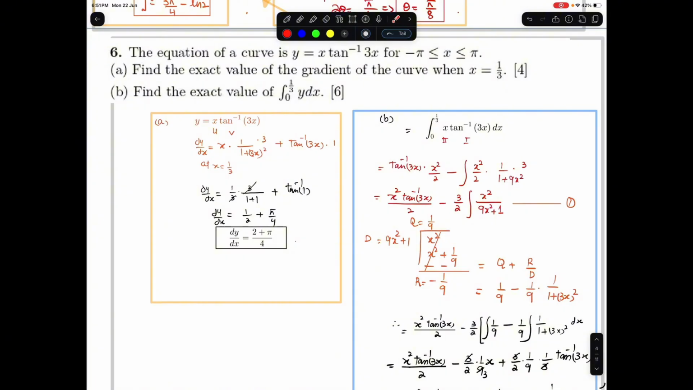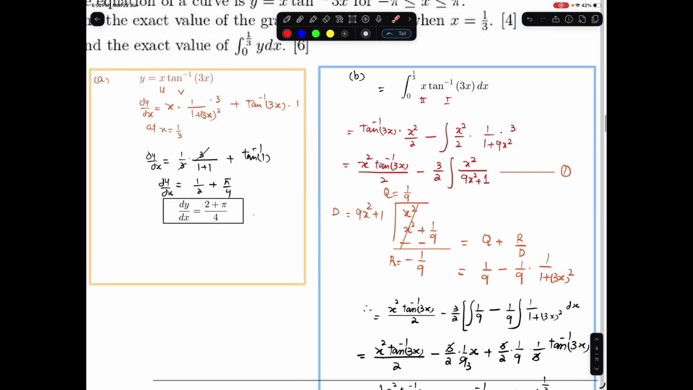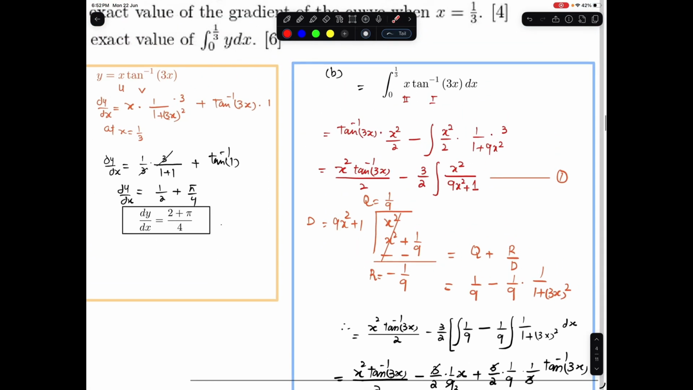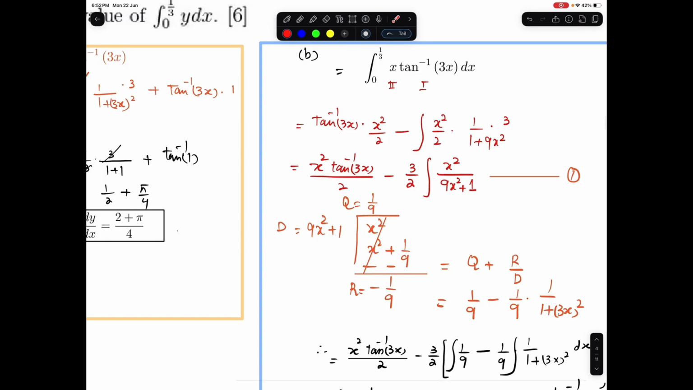Then the B part, 6 marks. Integration 0 to pi by 3 y dx. Find the exact value. Exact value means you don't have to use the calculator basically. If you use the calculator, you have to give the answer in terms of pi or in terms of square root.